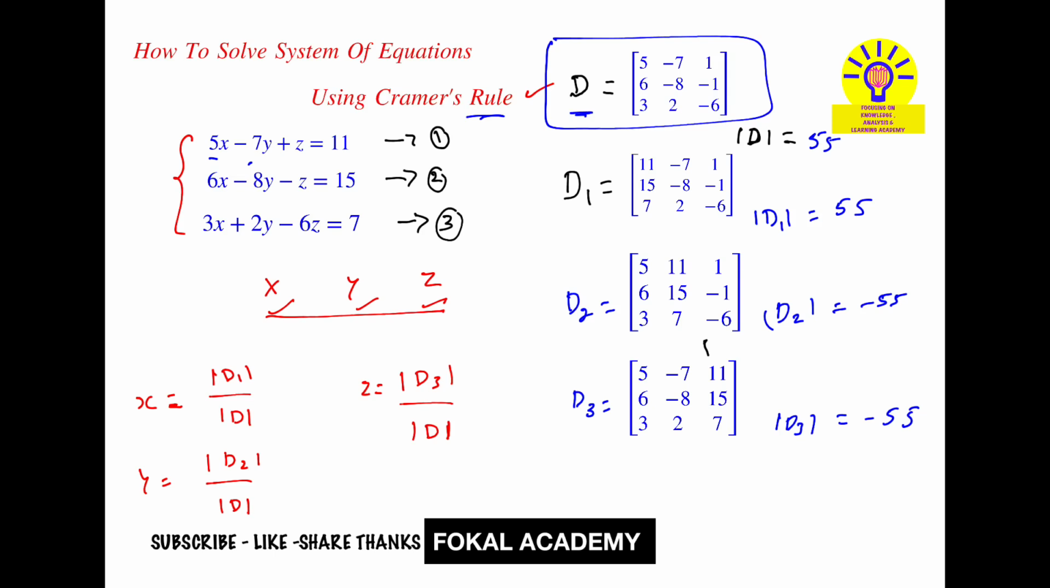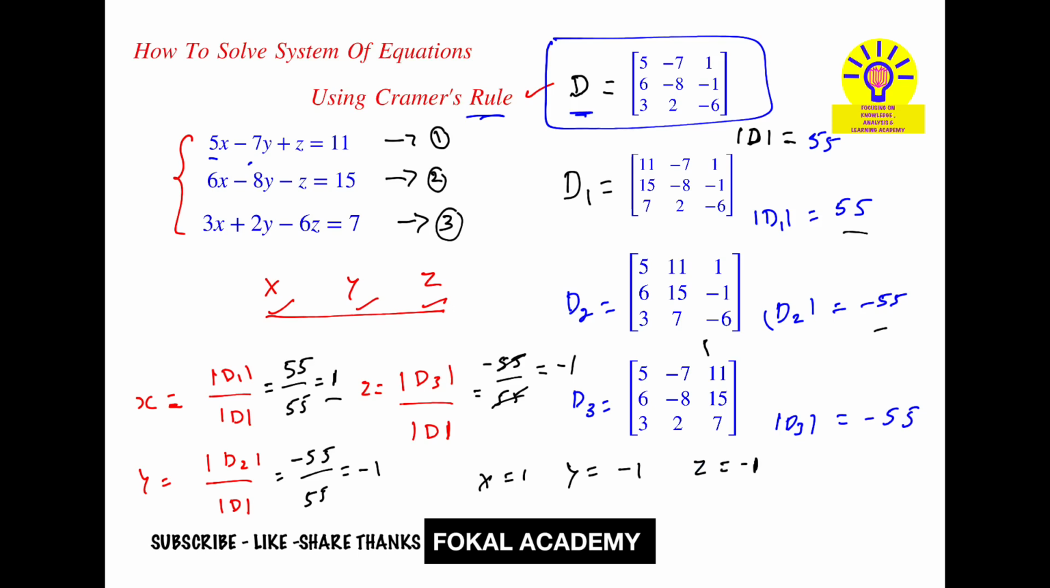Now substitute all the values in these formulas. We will get, det of D1 is nothing but 55, that is 55 by 55. So by simplifying it, we will get 1. Next, det of D2, that is minus 55. So minus 55 by 55, nothing but minus 1. So here also minus 55 by 55. By simplifying it, we get minus 1. So x equal to 1 and y equal to minus 1 and z equal to minus 1. So these are the solution for the problem.